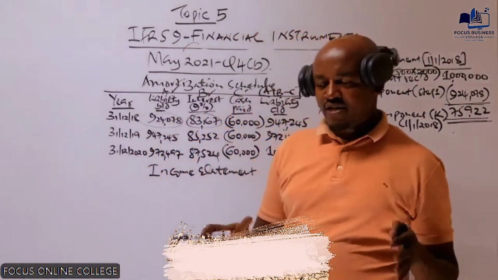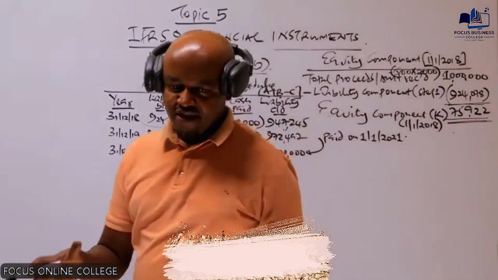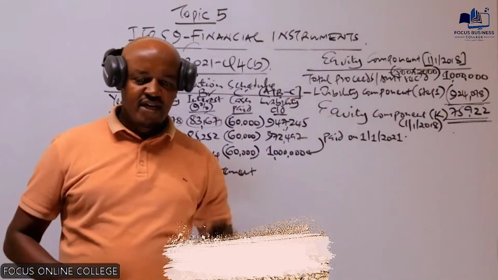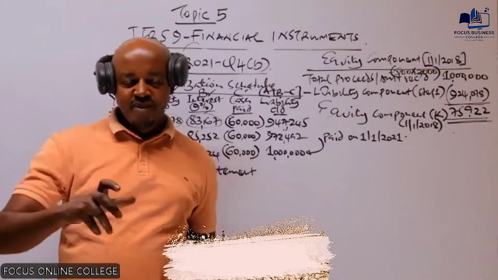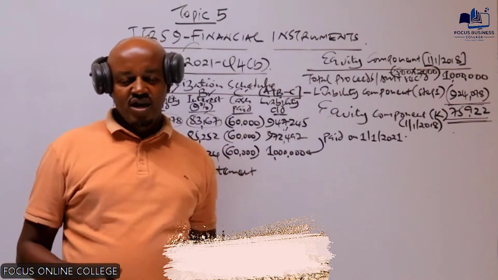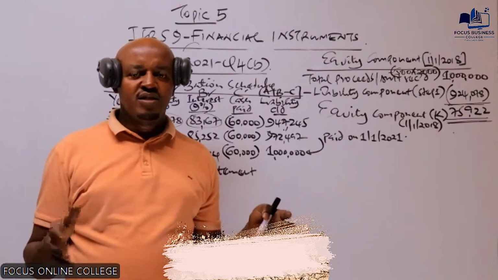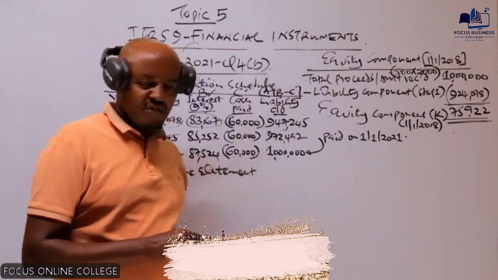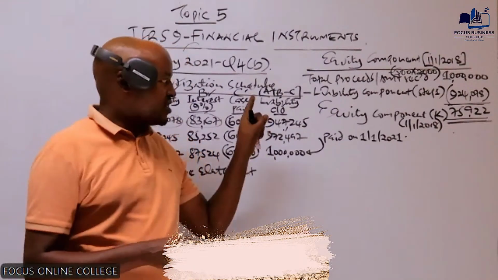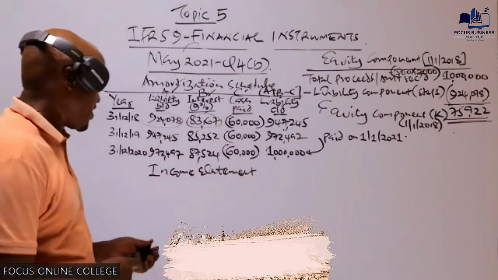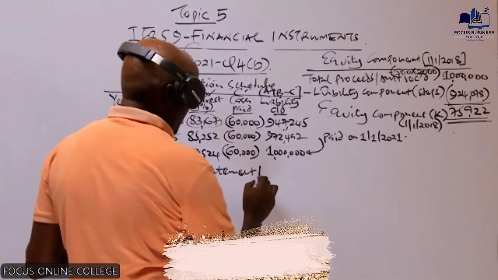Financial statement comprises of the income statement and the statement of financial position. We need to prepare income statement extract. Remember, an extract is part of something. It is part of the income statement, not the complete income statement. We are preparing this to show what was supposed to be included in this income statement for 3 years in relation to this compound financial instrument. So let's do that.